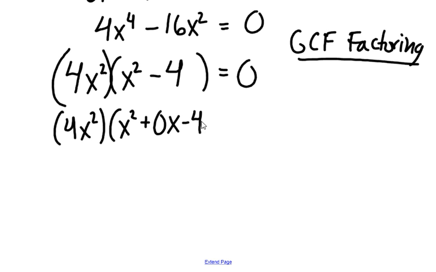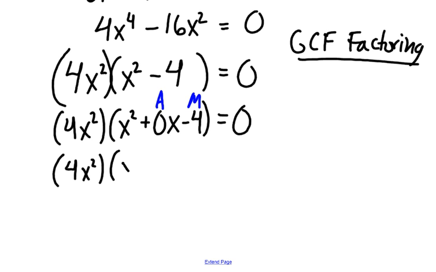I could write this as x squared plus 0x minus 4. And then I would think to myself, hey, what two numbers multiply to make negative 4 and add up to be 0? That's a difference of squares. It's plus 2x and minus 2x. So I would get x plus 2, x minus 2. Now I have it all the way factored.